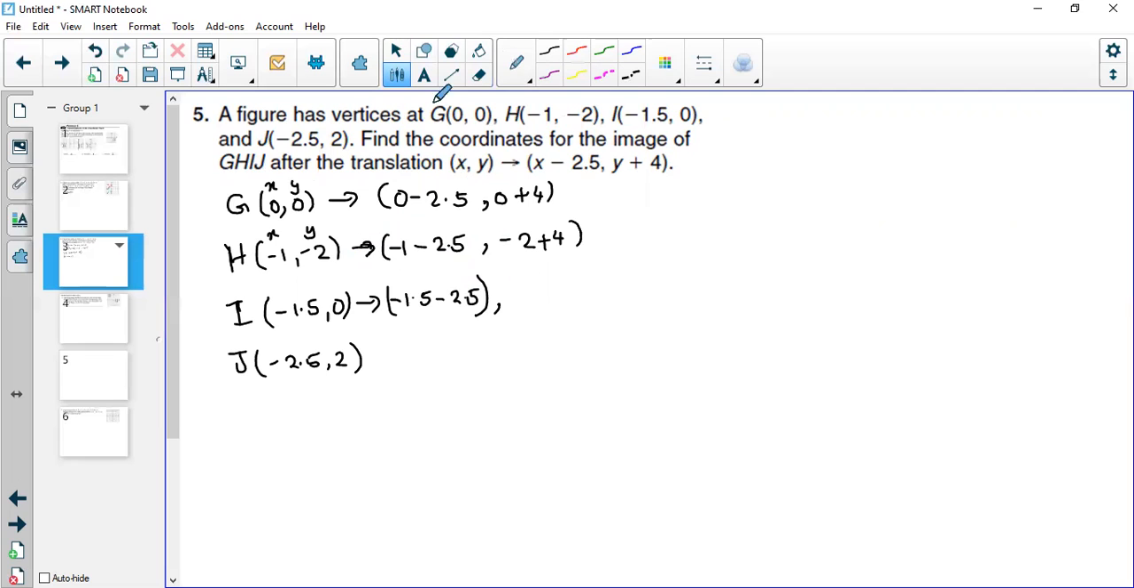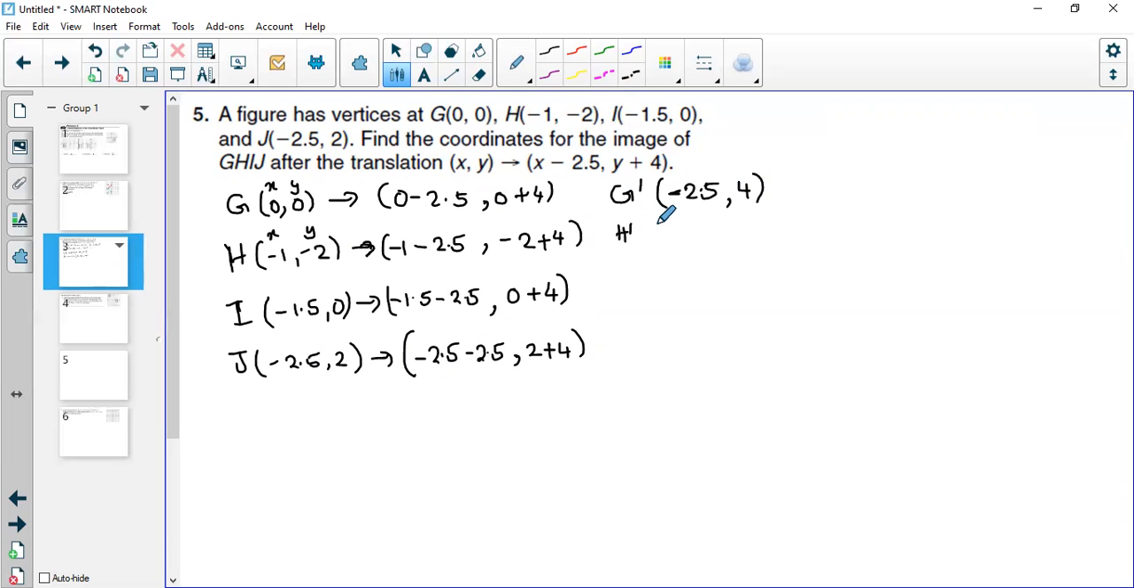Then for the value of y, I have to add 4, right? So it's going to be 0 plus 4. Similarly, for the last one, I have -2.5. So -2.5, I will subtract -2.5 from that. That's the rule. So for the value of y, I will add 4. So 2 plus 4. Fine. Let me find out the value of G prime now. So 0 minus 2.5 will give you a -2.5. And then 0 plus 4 is 4.